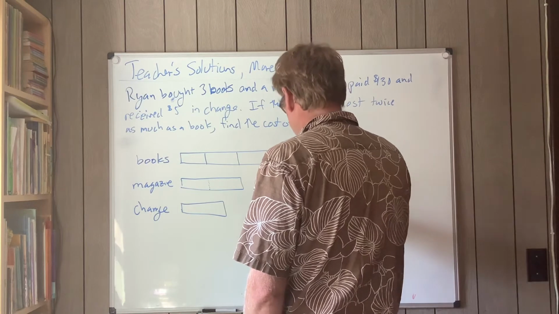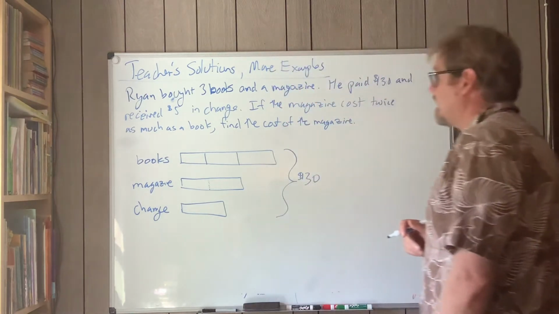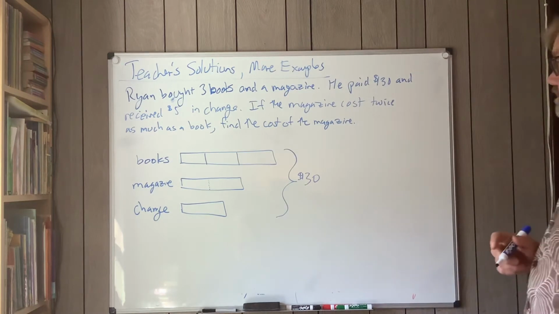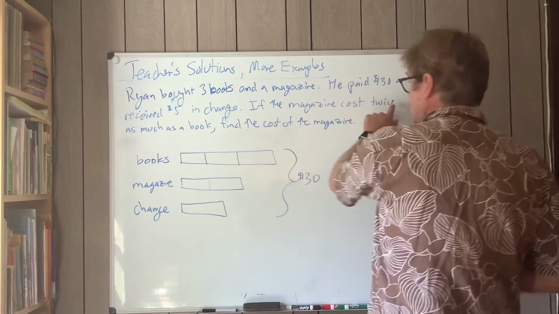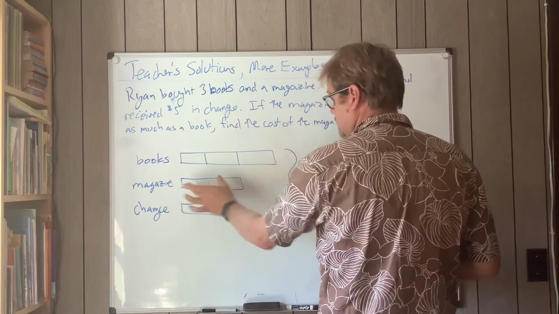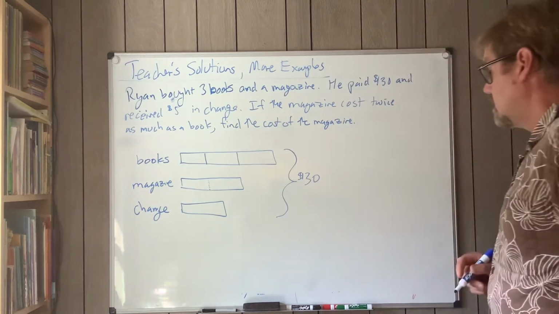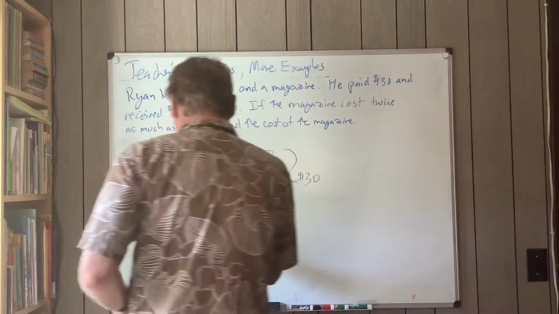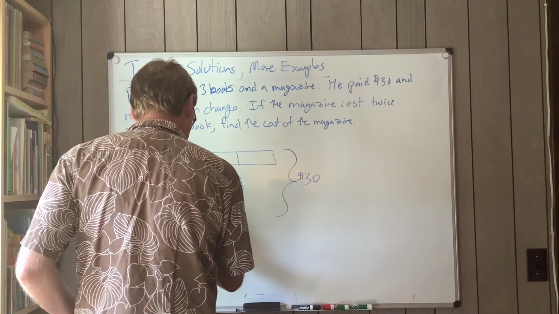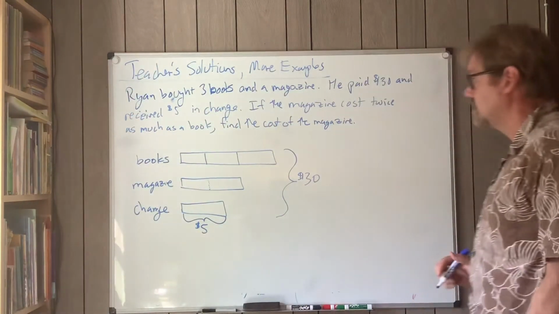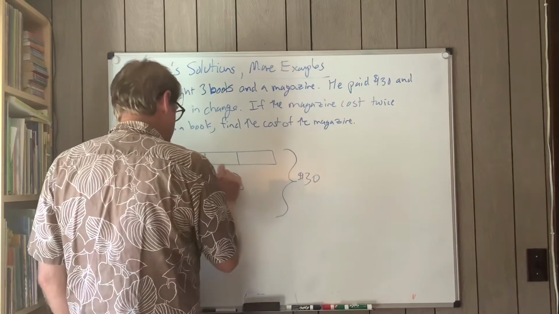I know all 3 of them together cost $30. So I'm going to do that. $30, 3 books and a magazine, and the magazine costs twice as much as the book, so that's why I made the magazine twice as big as the book. Okay. And we know this is $5. Okay. Find the cost of the magazine. So this is what we're looking for right in here.